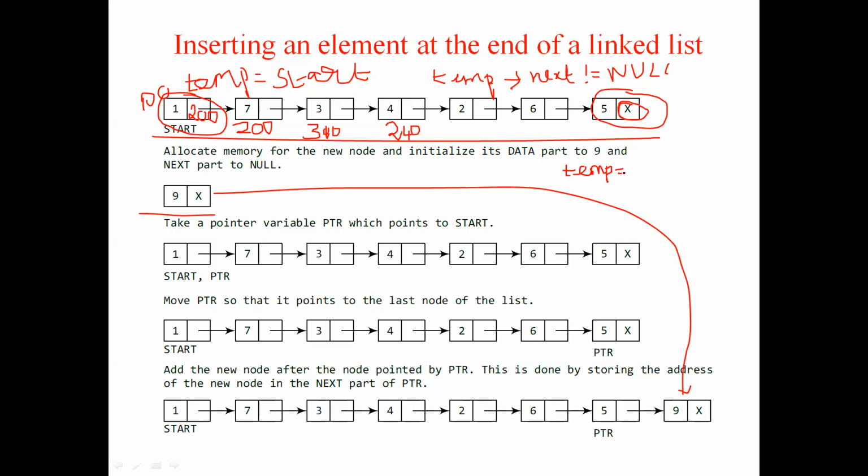Right now the temp is pointing to the first node. Now it has to point to the second node. So I need the second node address. How can I get the second node address? Temp of next. That's all.